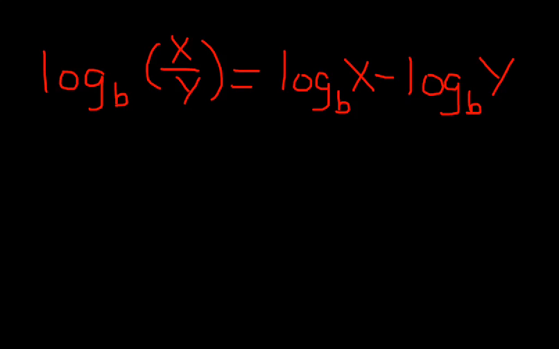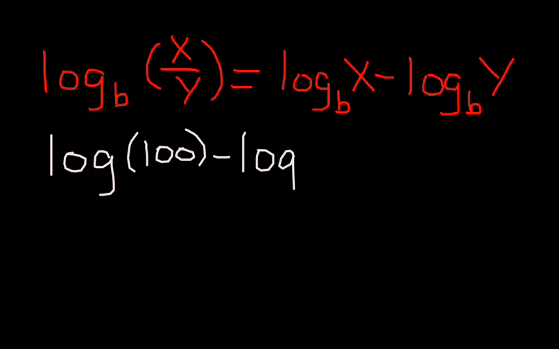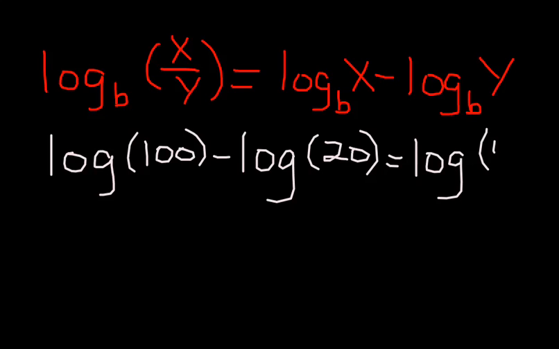An example of this would be something like this. If we had the log of 100 minus the log of 20, that of course would equal the log of 5, 100 divided by 20. And again, I'm using a common base, which means that's base 10. So that can be a very useful function for you also, to be able to rewrite logs like that using subtraction. And it works in reverse also.